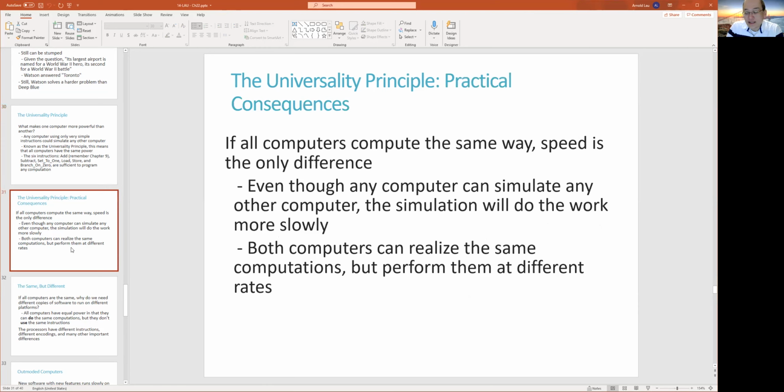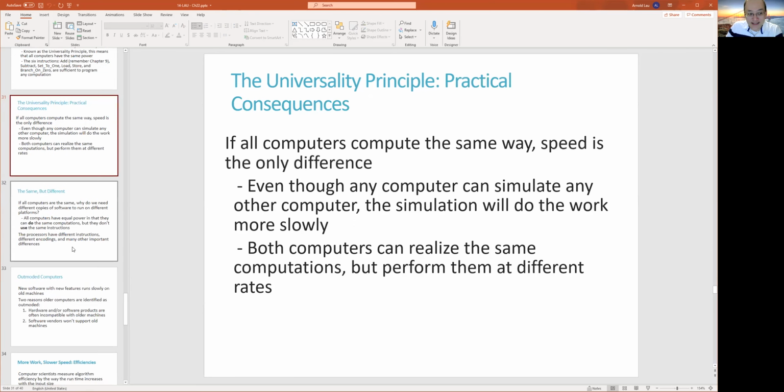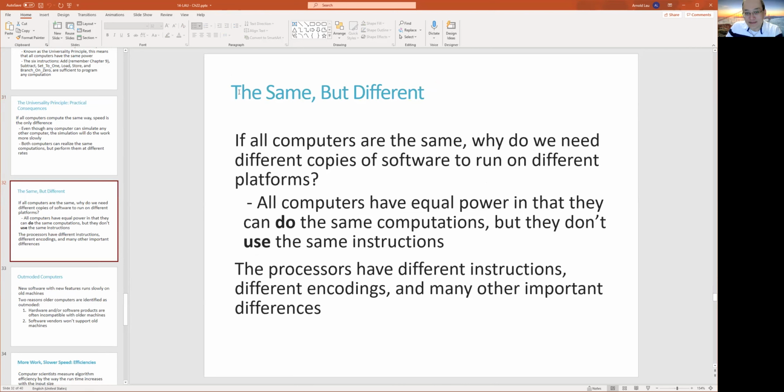So if all the computers are basically doing the same thing, then as I say, the hardware or the power, which translates into speed, is the difference, right? So basically it's saying, okay, you can simulate the other computer, but maybe you're doing it more slowly. But the output should be the same, right? So if this computer does 1 + 1, the other computer does 1 + 1, you should get the same result. Just that one might do it a lot slower or a lot faster, depending on how you look at it. So same but different.